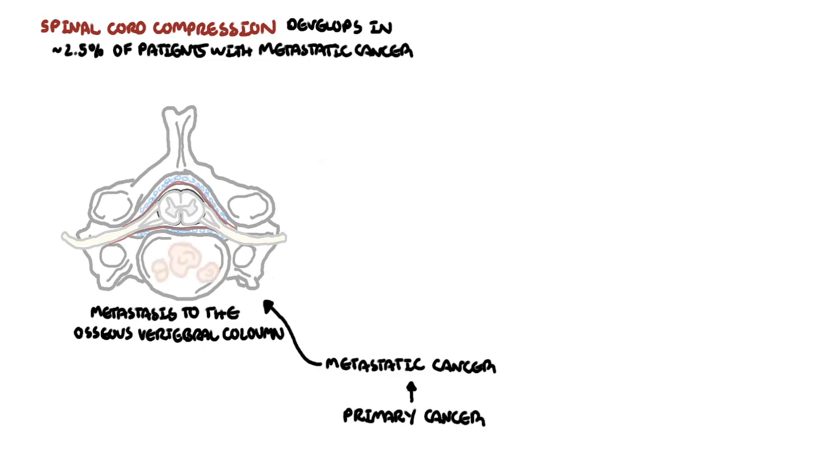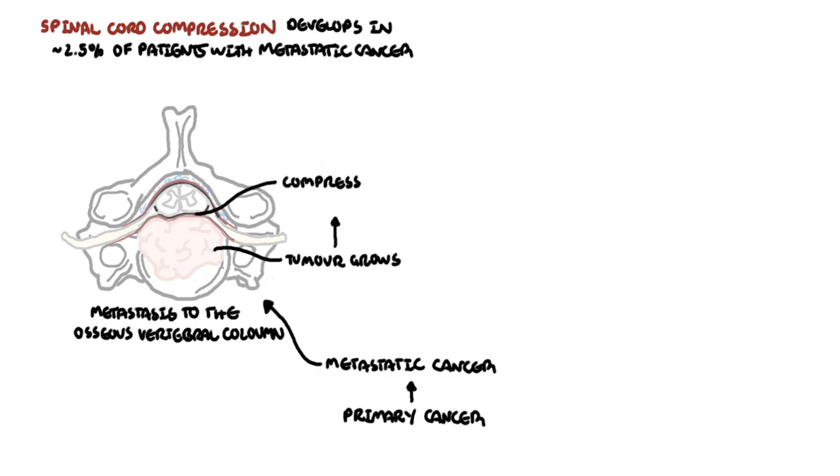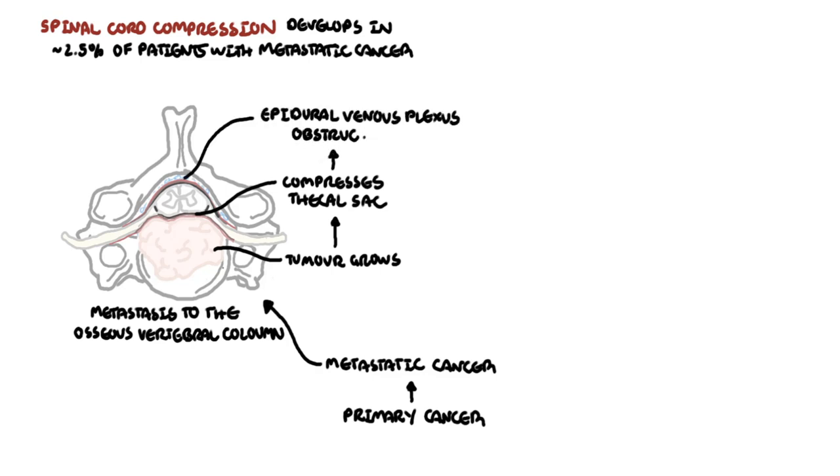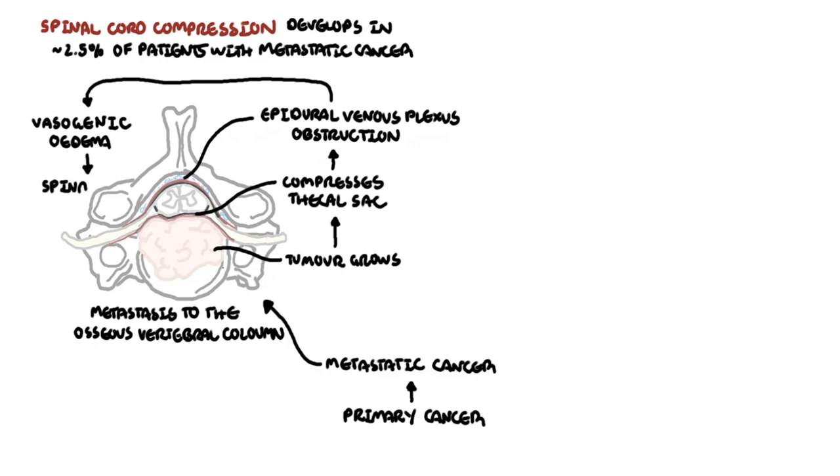As tumor grows in the epidural space, it generally takes the path of least resistance and encircles and compresses the thecal sac. As the epidural venous plexus becomes obstructed, vasogenic edema may develop in the white matter and eventually the gray matter of the spinal cord, and this will eventually lead to spinal cord infarction.